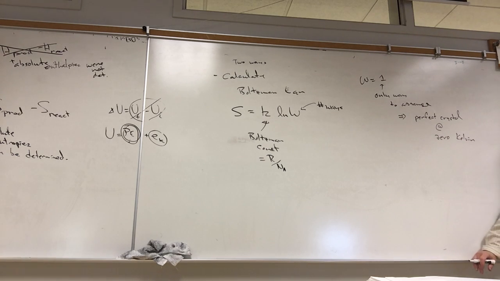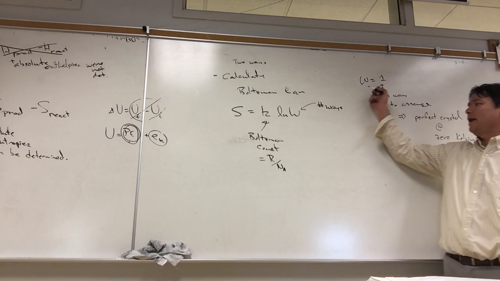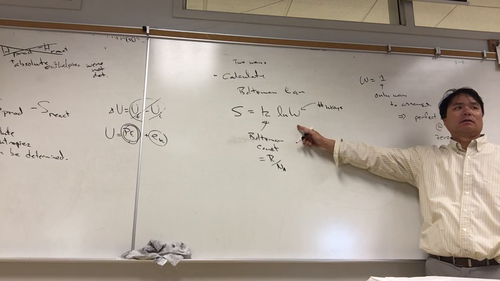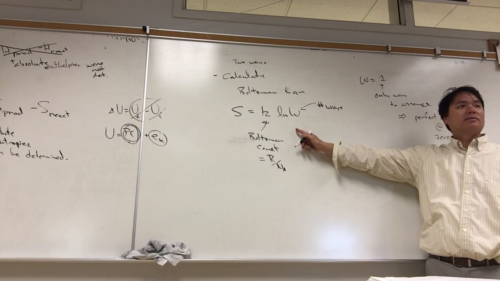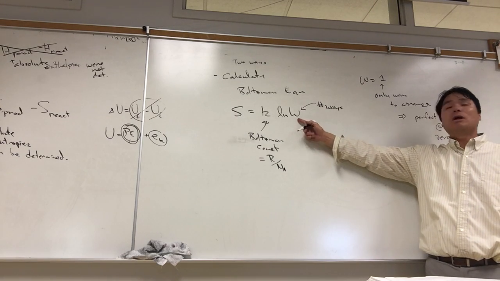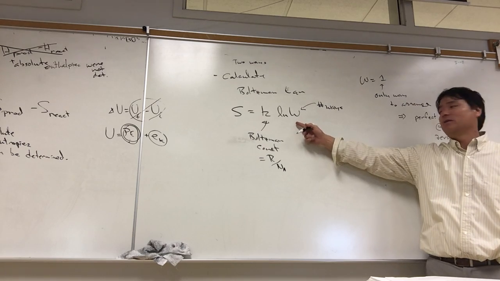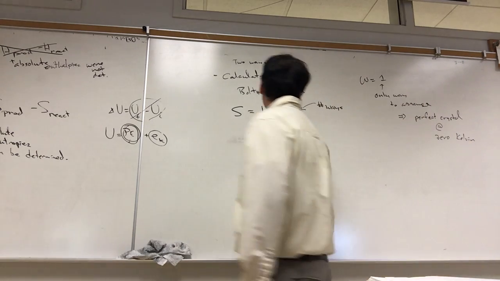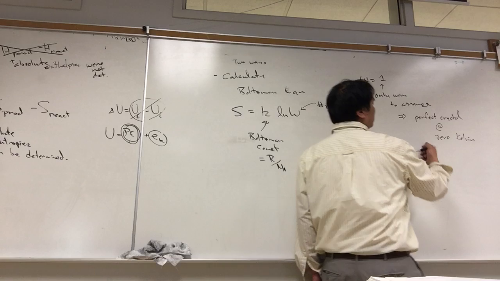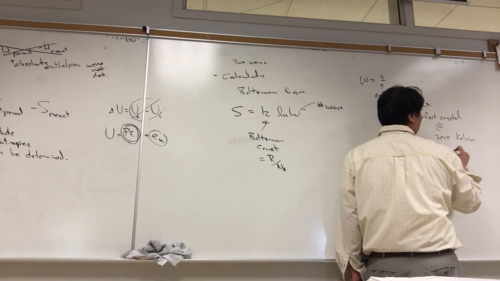And then there's only one position for each of the species. And so if there's only one way, then what is the entropy? The absolute entropy. Well, it would be ln of 1. Ln of 1 is 0, and so the entropy would be 0. And so the perfect crystal at 0 Kelvin has 0 entropy.